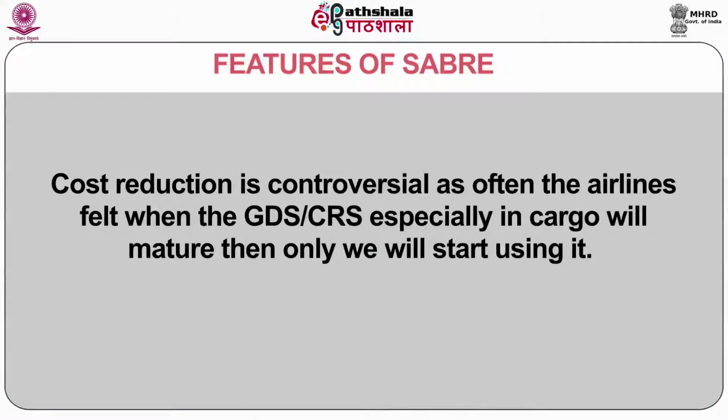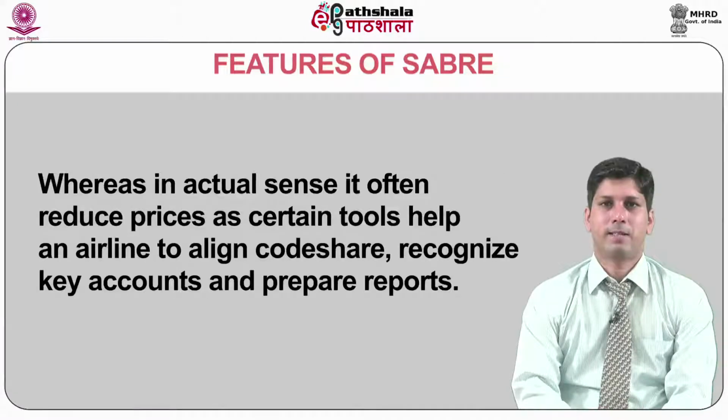As data is readily available, one can pick up the trends of the market and even customer behavior can be predicted. Cost reduction is controversial, as often the airlines felt that when the GDS and CRS, especially in cargo, mature, then only we will start using it. Whereas in actual sense it often reduces prices, as certain tools help an airline to align codeshare, recognize key accounts and prepare reports. There are areas where it actually helps, like management of bulk bookings, revenue management, management of recovery, revenue accounting, revenue integrity, management of schedule.